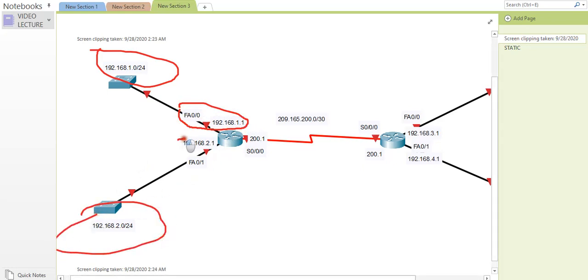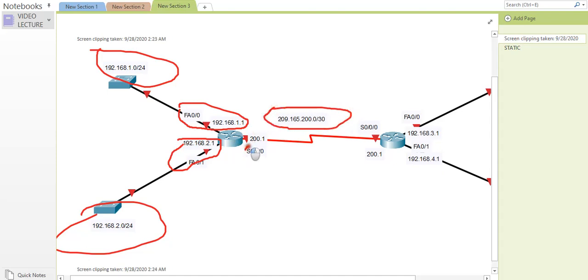192.168.2.0 is represented by this other interface, and you can see the IP address I put there. So the interface is FA0/1, and I give it 2.1, which is the first valid IP address. So the two routers, that is router 1 and router 2 here, this is router 2 and this one is router 1. So they are going to share this public IP address.